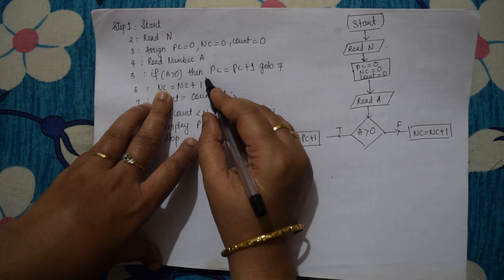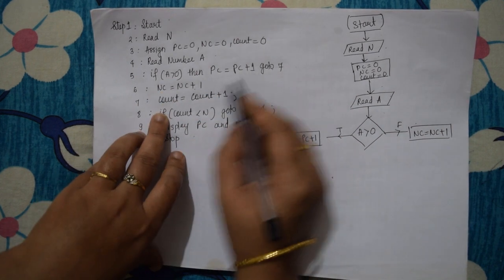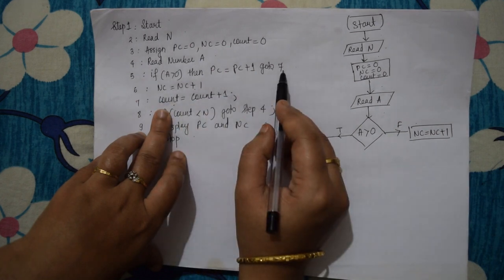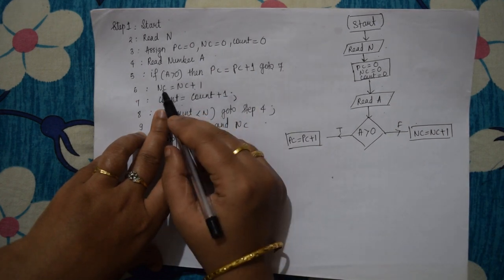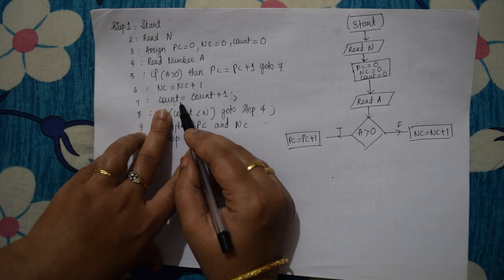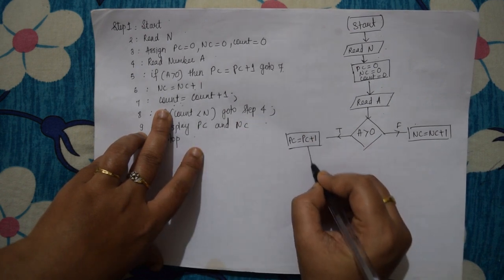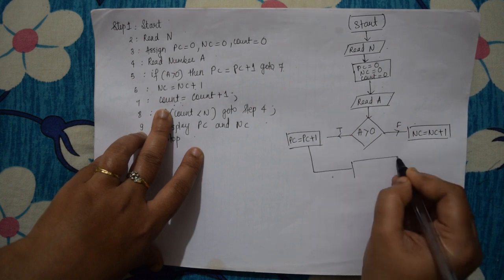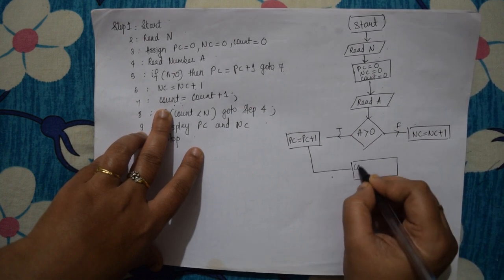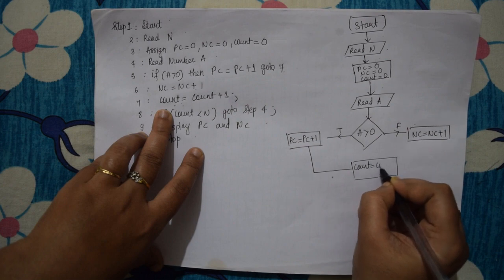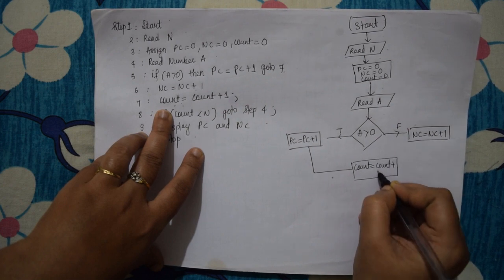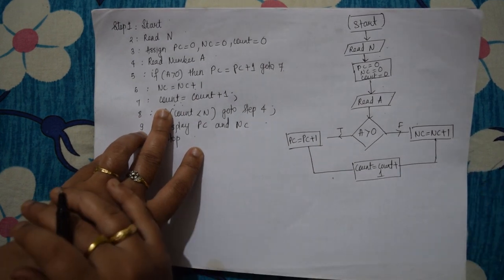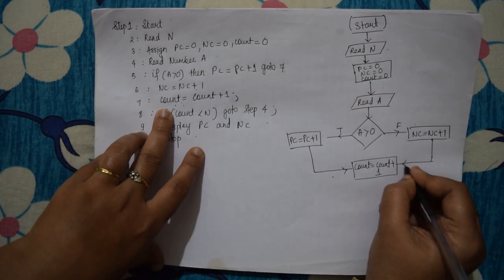And in both the cases we have to increment the count. So from step number 5 we are going to step 7, which is count, and from 6 again we are going to step number 7. So from here you will go to step number 7, which is incrementing count. Count is equal to count plus 1. In both the cases you will go to count.